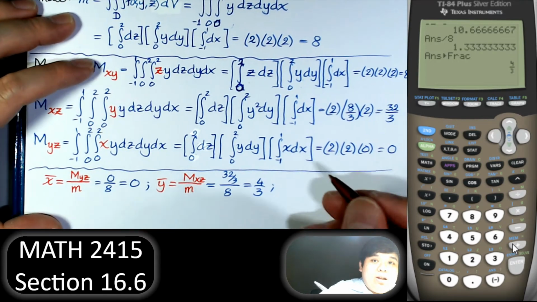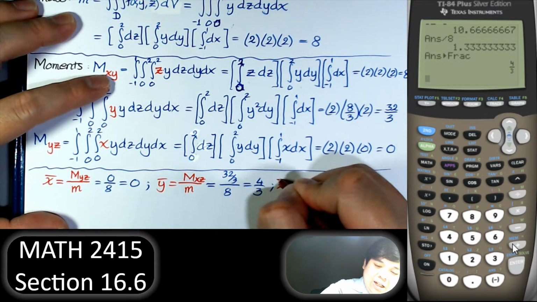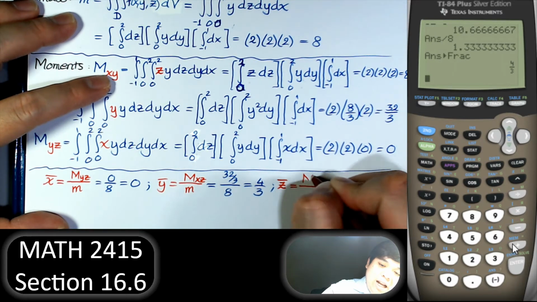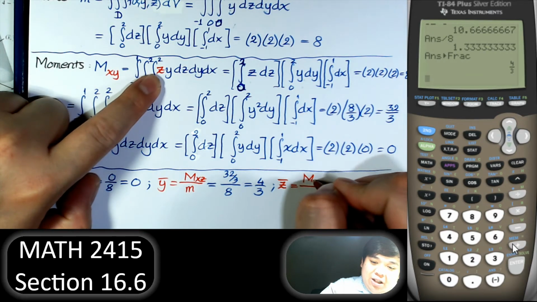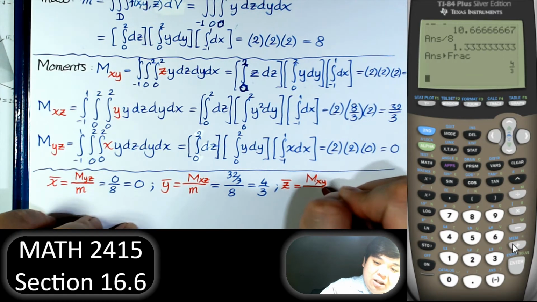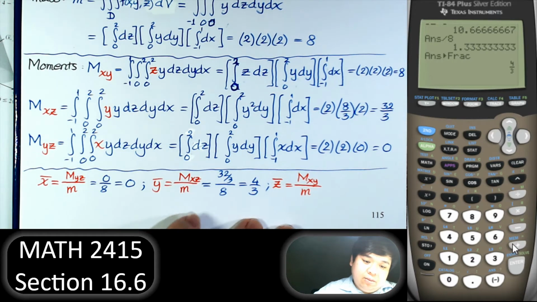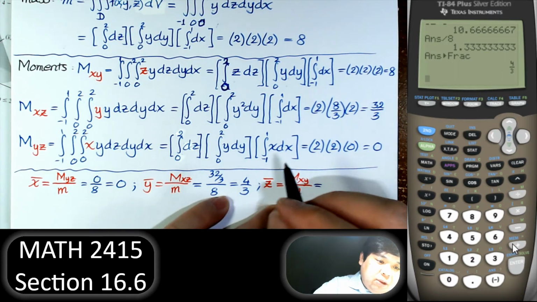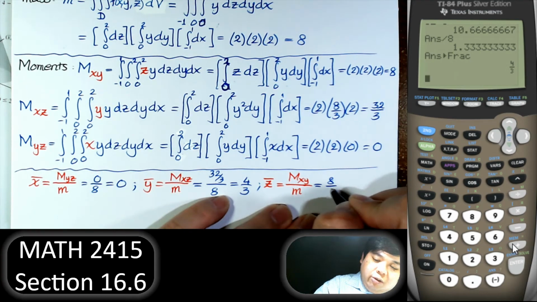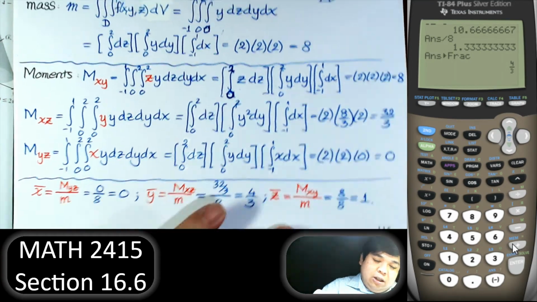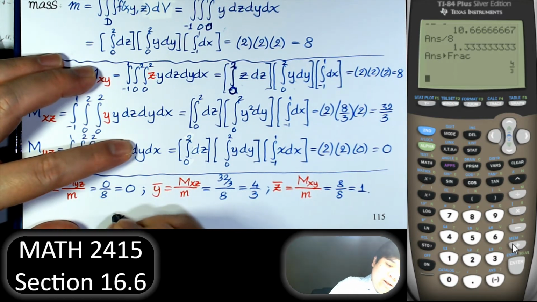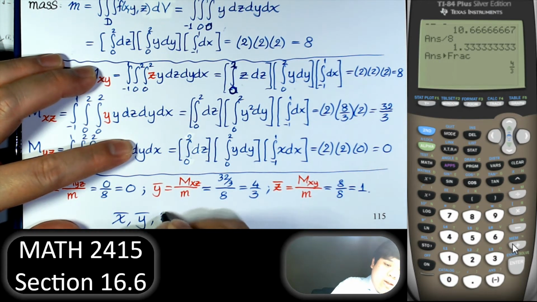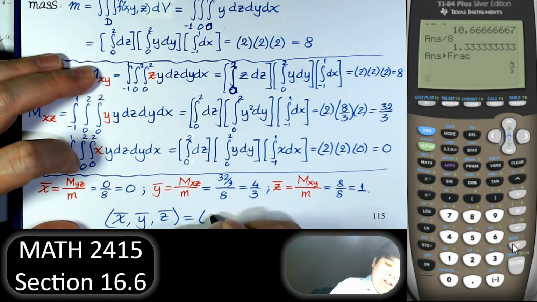And now the last moment. The z bar is a moment that has a z stuck into the mass integral. So moment about the xy plane over m. So it will be 8 over 8, equal to 1. So the center of mass is x bar, y bar, z bar: 0, 4/3, and 1.